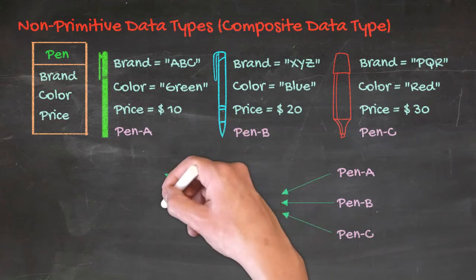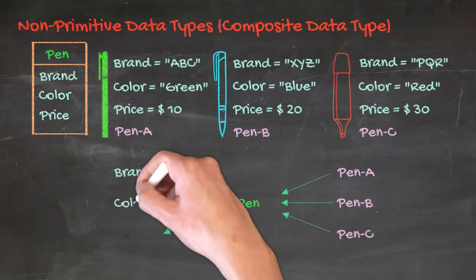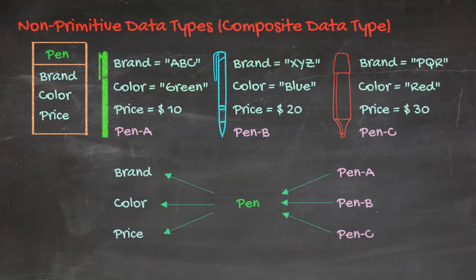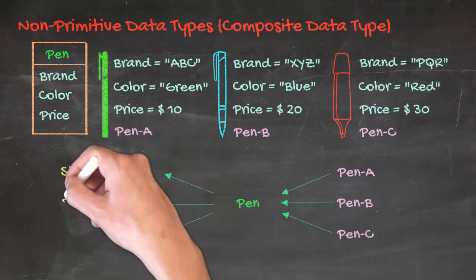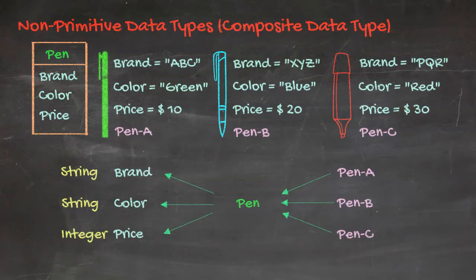And this pen has three properties. Those are brand, color, and price. As we discussed earlier, now we know this brand is a string, color is a string, price is an integer. Now do you remember this string and integer are primitive data types, right? We discussed this earlier. So this brand, color, price are created by these primitive data types.